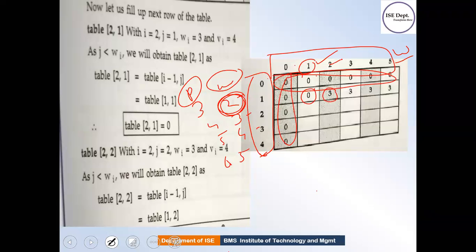Did you understand? This is a weight, correct? I cannot fill this particular cell because the weight here is only 1, but my object's weight is 2. I cannot fill here because I cannot divide this 2 into 1. It is an indivisible object. So this will be the previous value, that is 0.